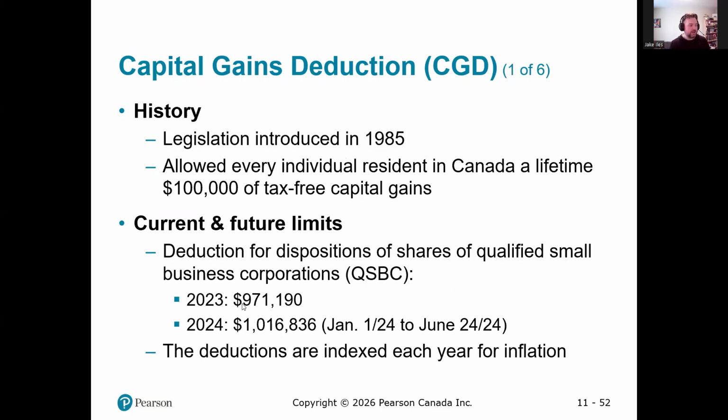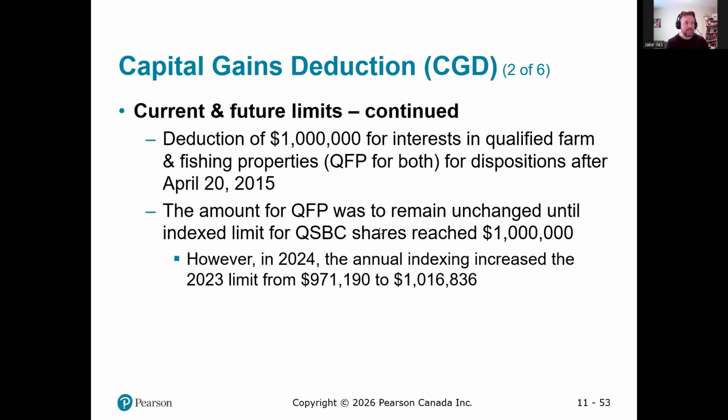So you notice that in 2023, this limit was 970,000. Well, during this time, the qualified fishing property was already $1 million. And it's been $1 million for a few years. So it's kind of been waiting for the small business index or threshold to catch up to it. And now I believe they are moving together. So this limit is available whether I'm selling a qualified small business or if I'm selling qualified farm and fishing. And they do share this limit amount. So however, in 2024, the annual increase to $1 million.